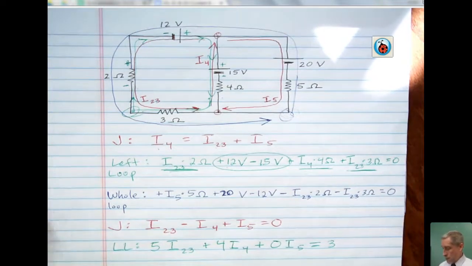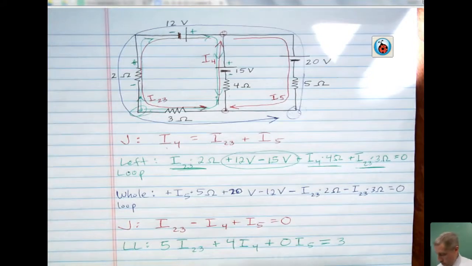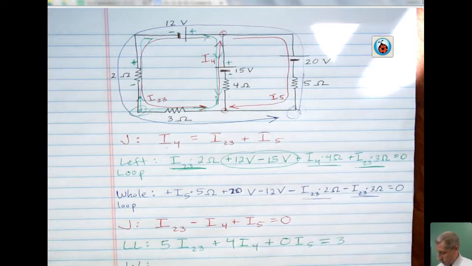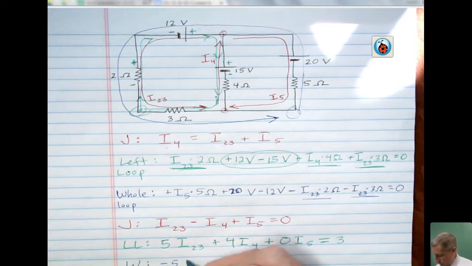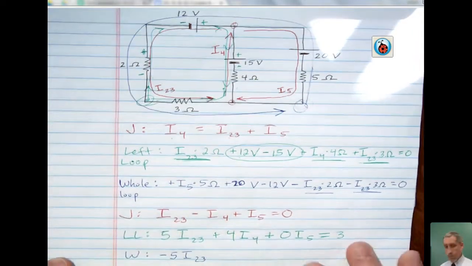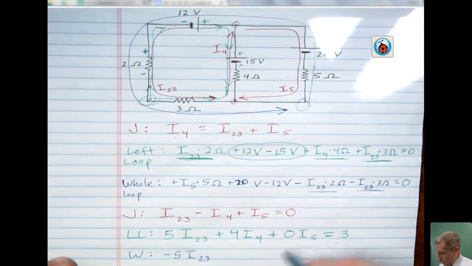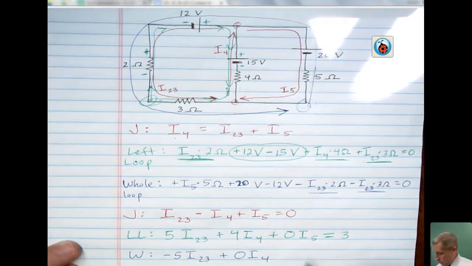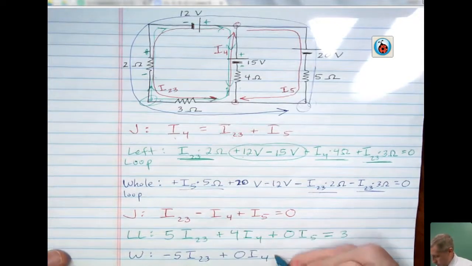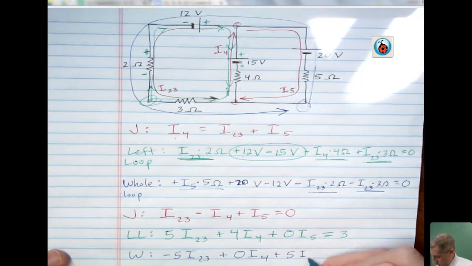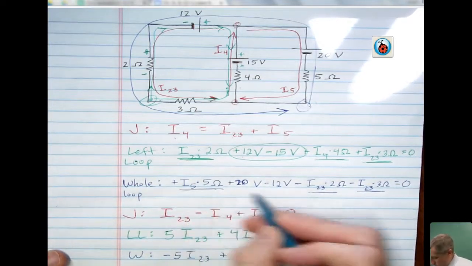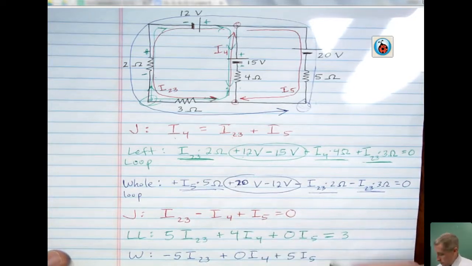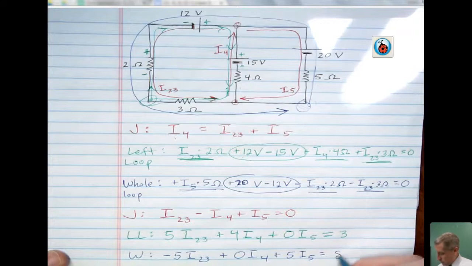Okay? And then I'm going to write my whole loop equation very similarly. Again, I have two terms with I-23 in it. They're both negative, so this is minus 5 I-23. I want to make sure you can see this. I have no terms at all with I-4 in it, so that's plus 0 I-4. And then I have one term with an I-5 in it, so that's plus 5 I-5. And then what's left are these two, which is 20 minus 12, or negative 8. So moving that over to the other side, algebraically, I have a positive 8 over there.